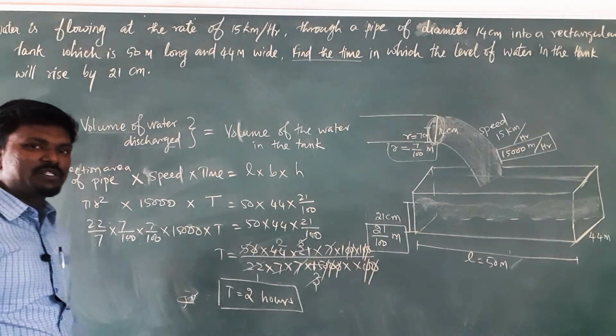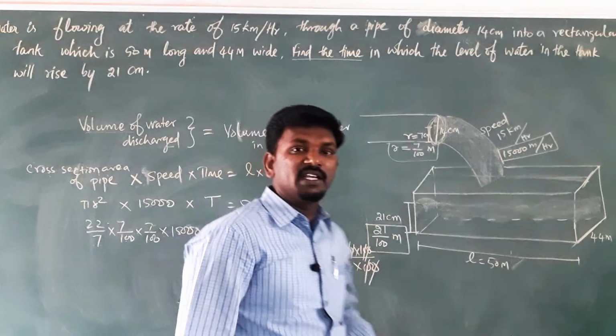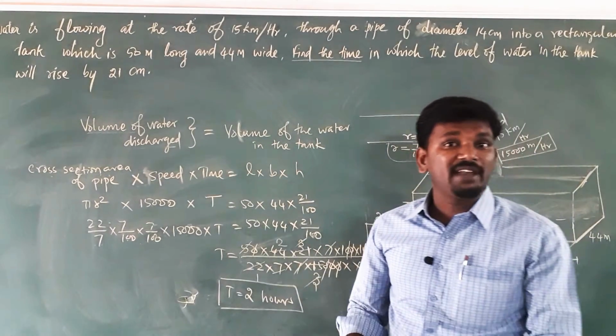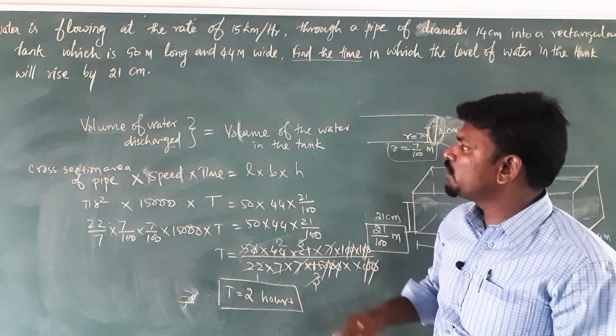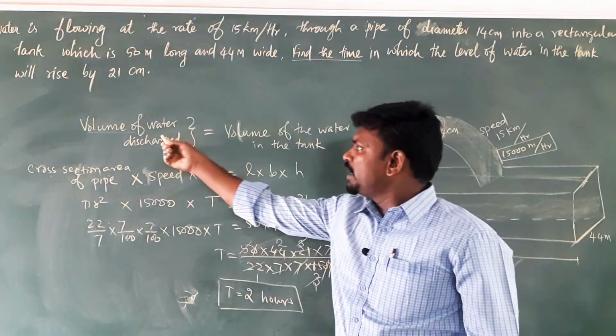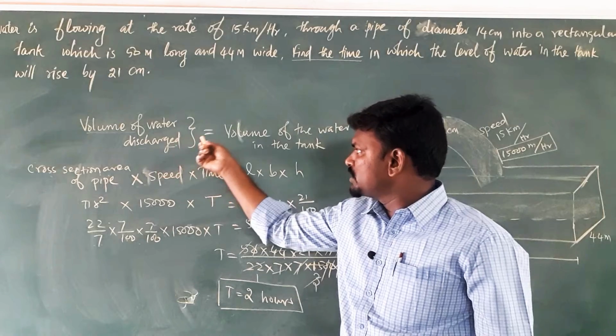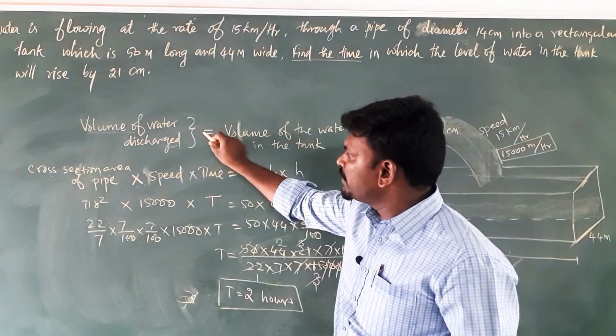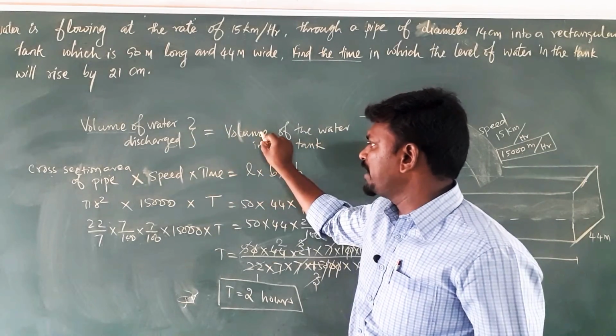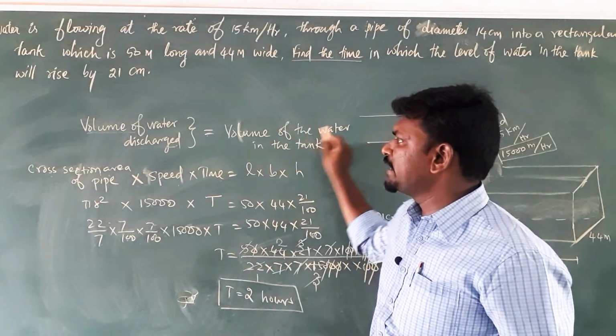So in some of the questions they will not ask time, they will ask the volume of the water discharged. So what you have to do, volume of the water discharged from the tank or from the pipe, through the pipe, the formula is cross section area of the pipe, speed, time.